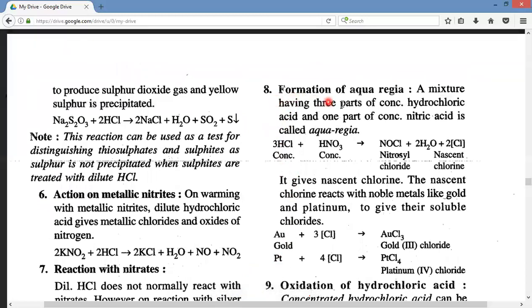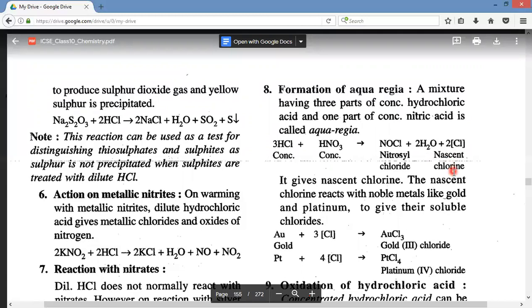Point number 8, the formation of aqua regia, which is very important. That aqua regia is used to dissolve gold. HCl in 3 parts and HNO3 in 1 part, the ratio is 3:1. When both are reacted, there will be a formation of nitrosyl chloride with water and nascent chlorine. This nascent chlorine is responsible for dissolving noble metals like gold and platinum.